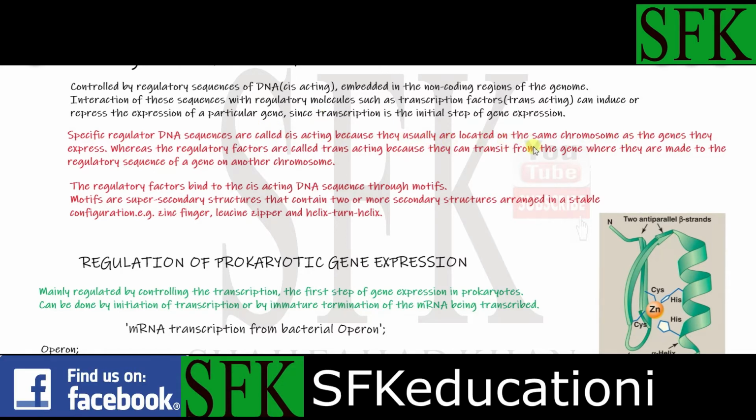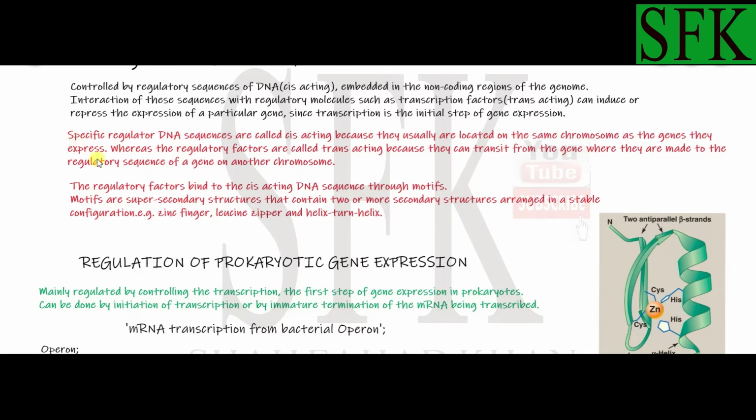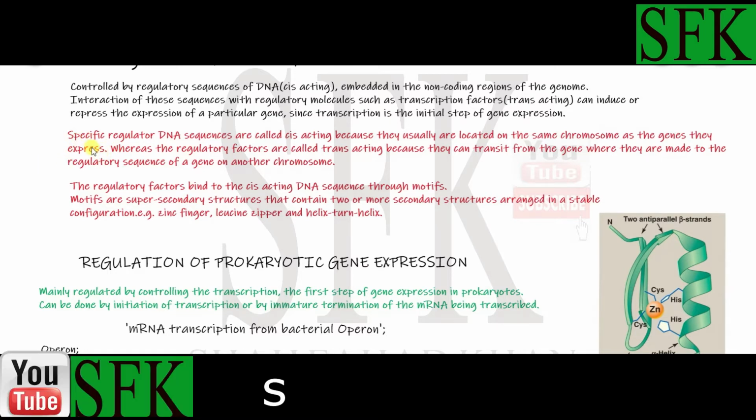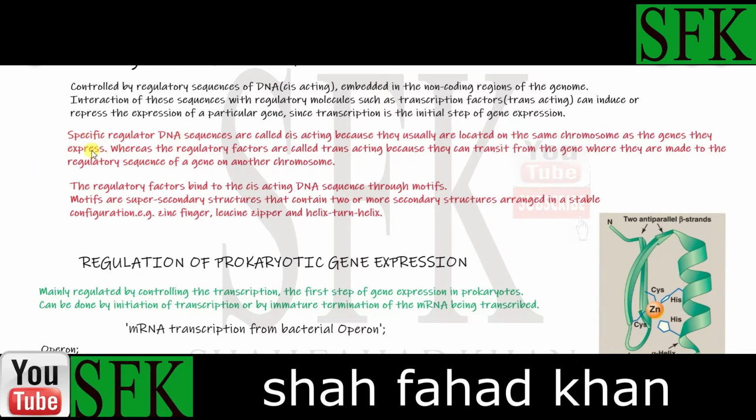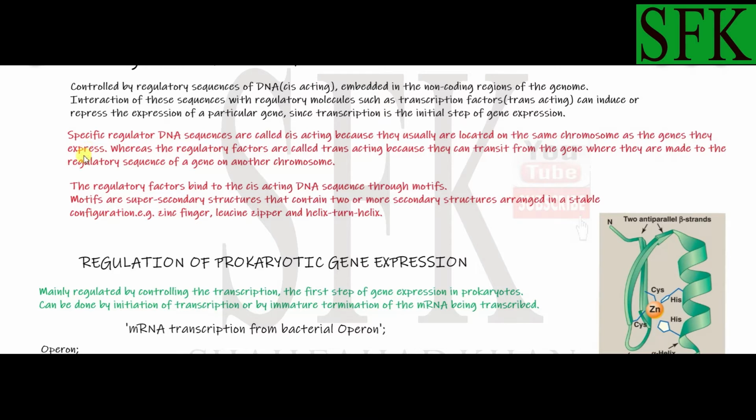Now, moving forward, the specific regulatory DNA sequences, the cis-acting elements, are called cis-acting because they are usually located on the same chromosome as the genes which they are regulating. So these regulatory DNA sequences are arranged on the same chromosome as the genes they are regulating. That's why they are called cis-acting elements. Cis means on the same side or on the same part of the DNA.